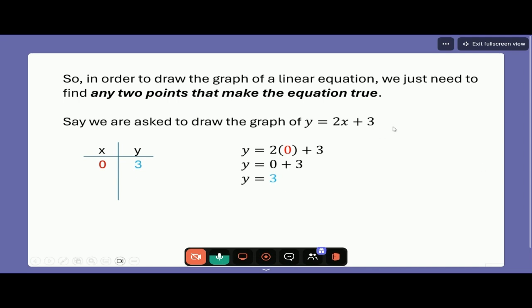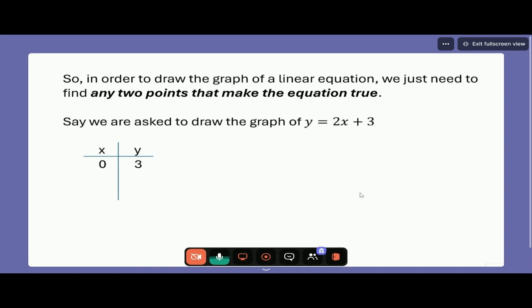Part of what makes this first example a little extra easy is that you see y is isolated, right? So you just plug in an x, calculate the y. But if it wasn't isolated like that, there would be a few more steps. You'd have to go back to your equation solving, and you'll see that in the next example. So there's 1 pair that makes the equation true.